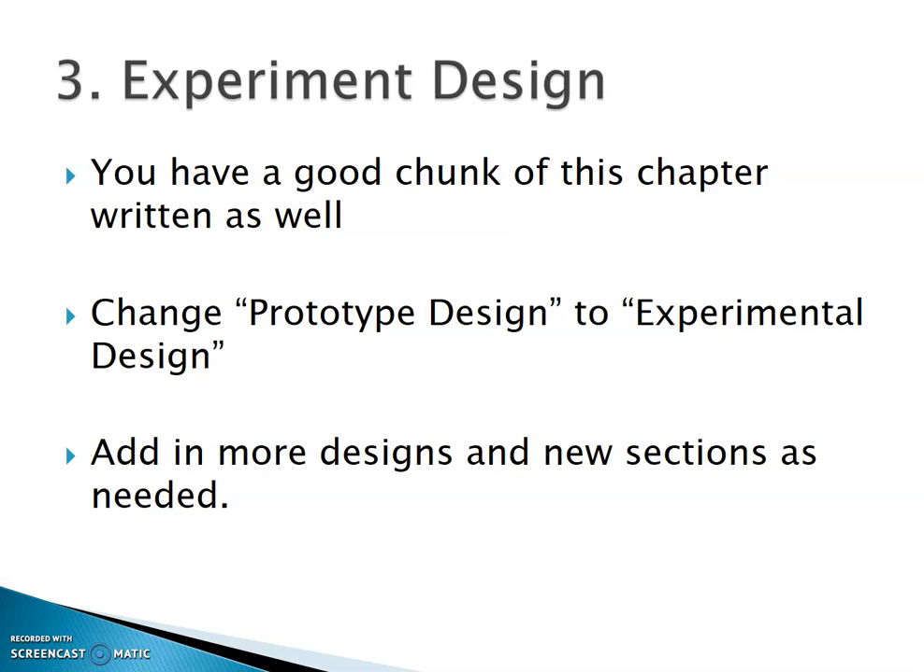You've got a good chunk of the experimental design chapter written as well. In the interim report, it's called prototype design, so just change that chapter name to experimental design. You've got some designs of the system, maybe use cases or entity relationship diagrams or screen prototypes. Leave them as they are, don't change them, just say that it's evolved now and add in new designs, new class diagrams, new ERDs, and just say that you're evolving the design as time goes on.